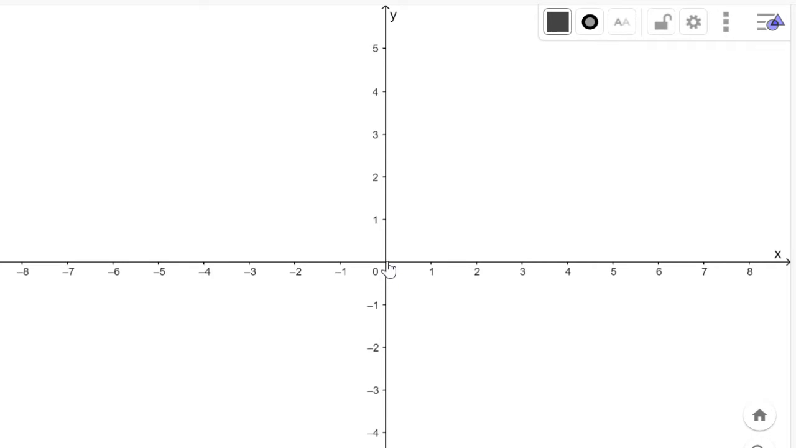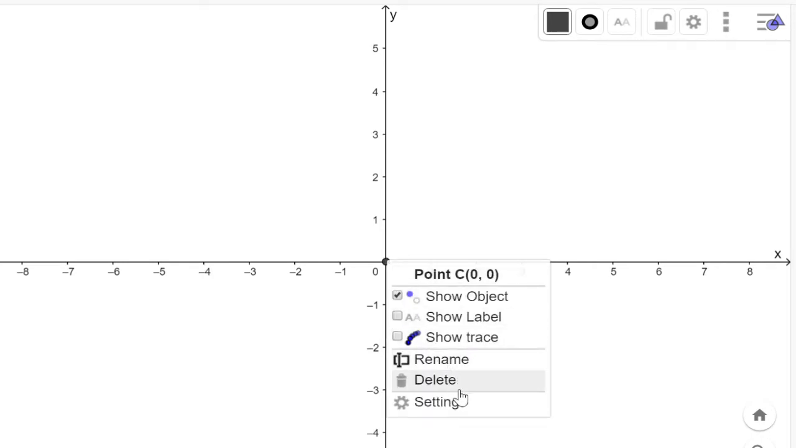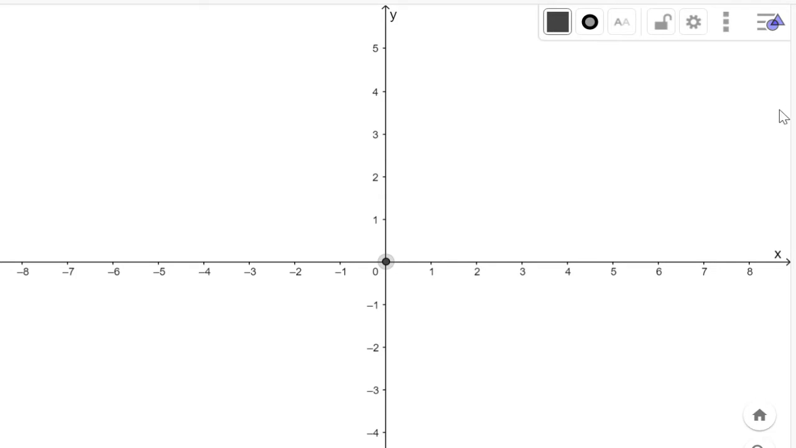This one, let me label. So place a label, origin. This is the origin, right, at (0, 0). So you notice the value of x here at the origin is 0 and the value of y is 0.